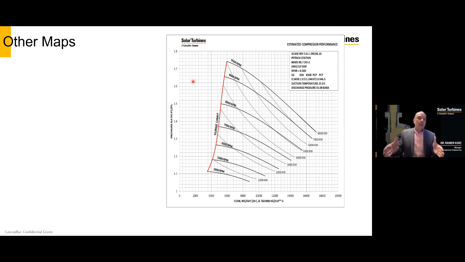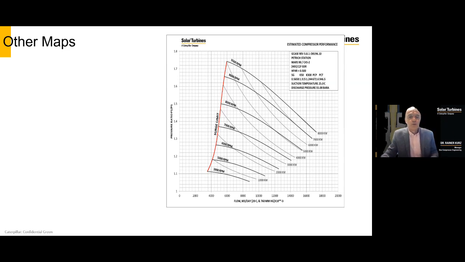The only thing is that, except for the map that I first showed, that has either isentropic or polytropic head versus actual flow, all the other maps are strictly only for one set inlet condition. So as soon as you change the inlet conditions, you would have to change the map. So therefore, from an application standpoint, the head versus flow map is actually the most universal one.